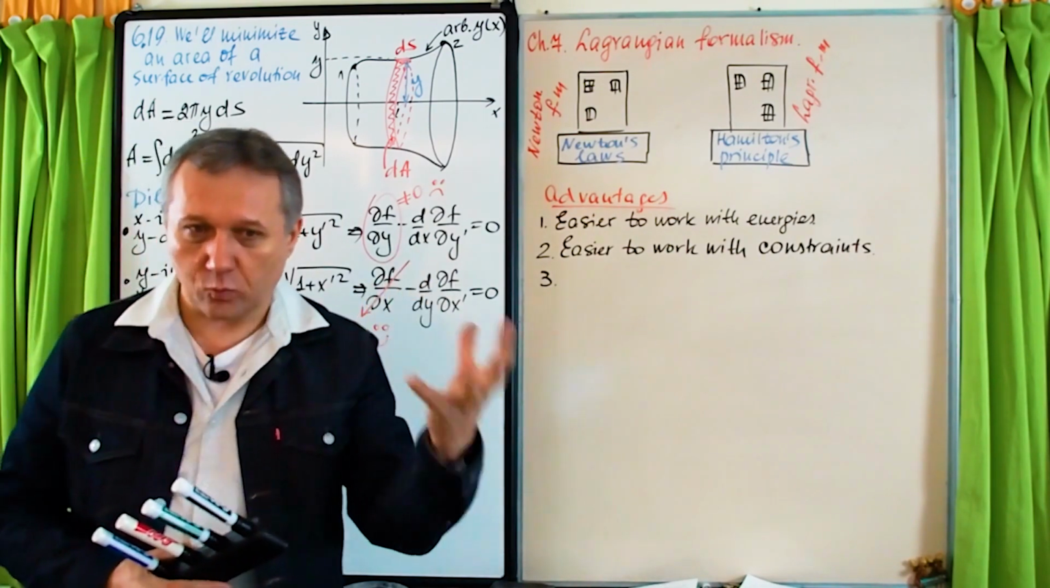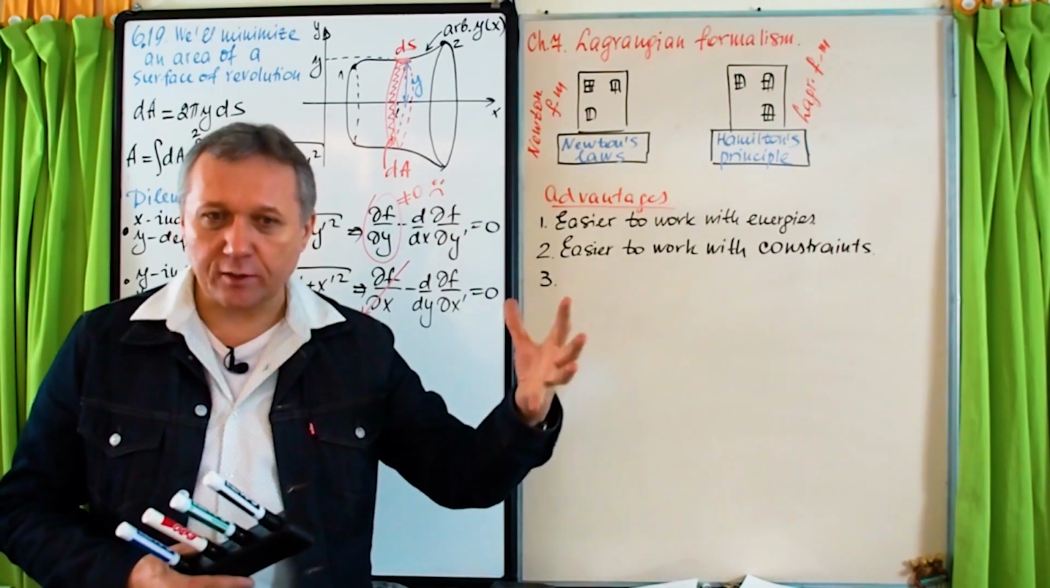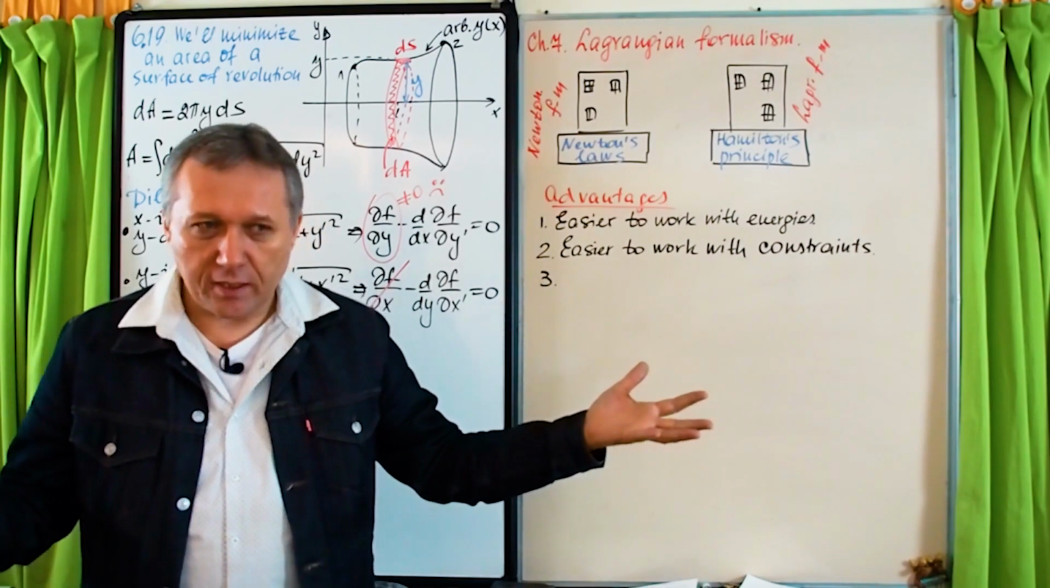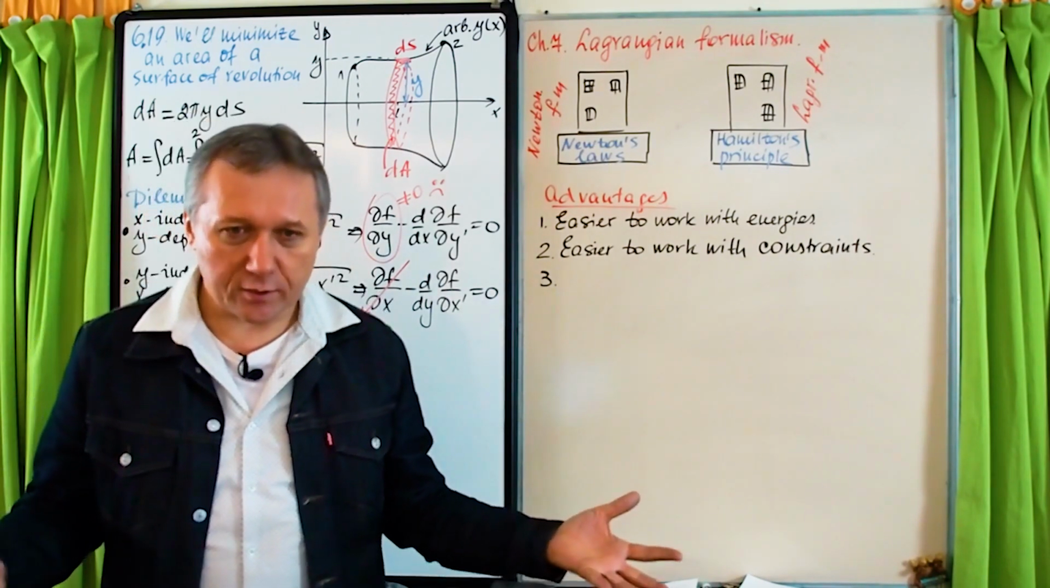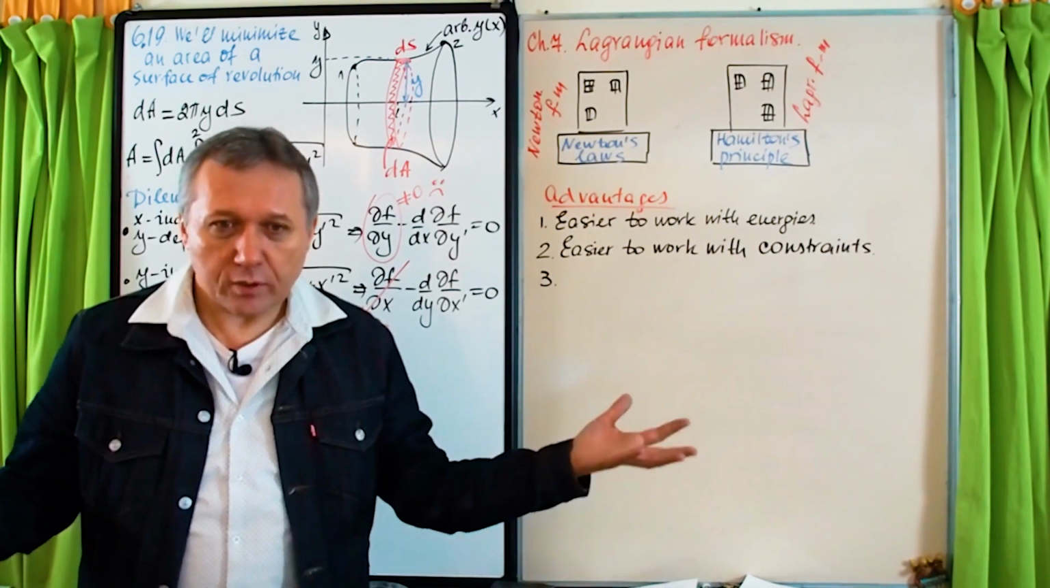You remember in chapter 1, in the Newtonian approach, when we decided to write down Newton's second law in just simple polar coordinates, I spent like, I don't know, 20 minutes getting through those calculations. In this case, you don't have to do that.